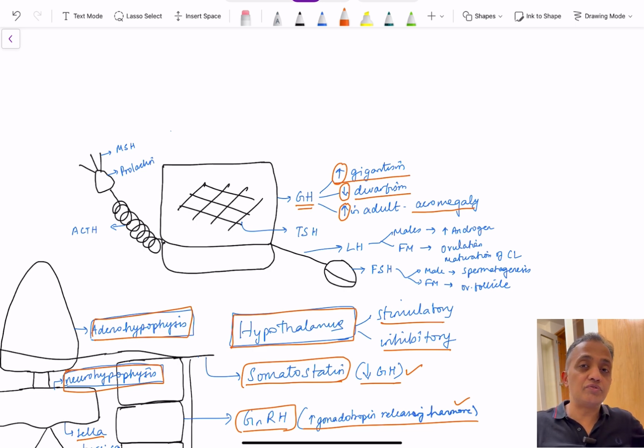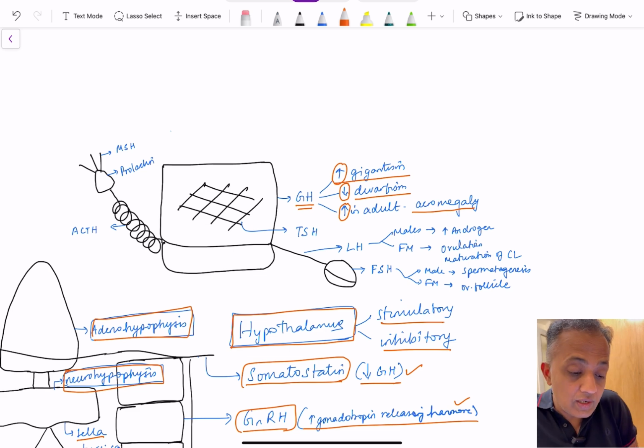Not dwarfism, sorry, he suffered from growth hormone deficiency. So he had to get growth hormone shots while he was in the soccer club in Barcelona. Okay, so growth hormone, all right.